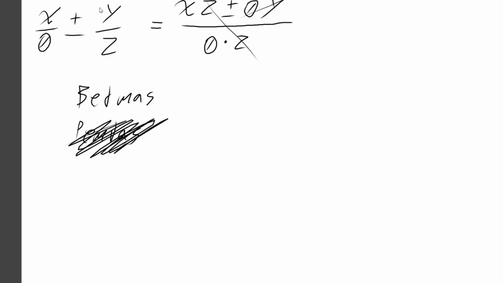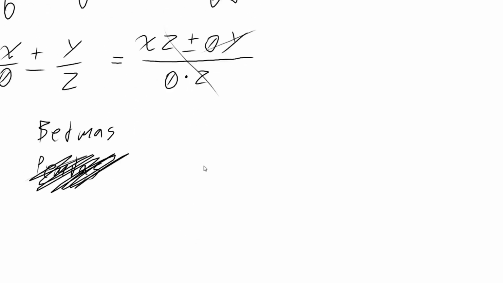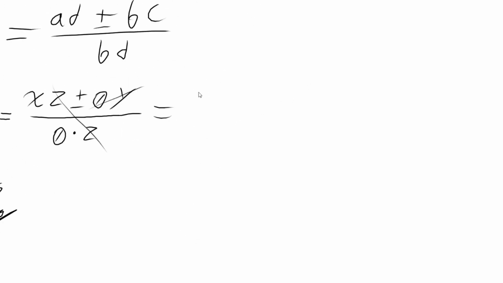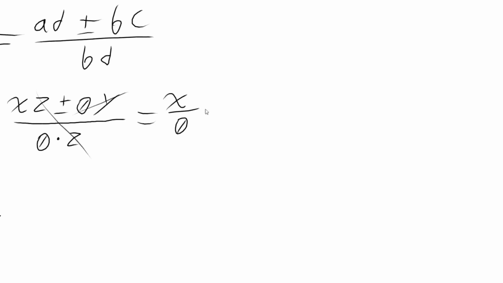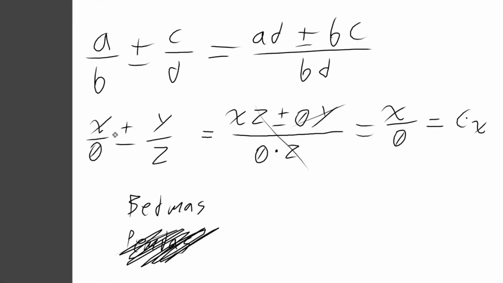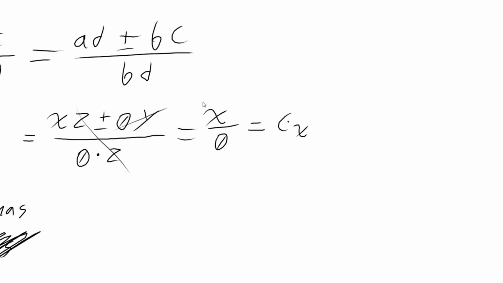You have to handle your fractions first. So divide, then multiply. And that gets us x over 0. There you go. Which in turn gets us cx. So we now know anything you multiply or subtract into x over 0 is and will always be x over 0.